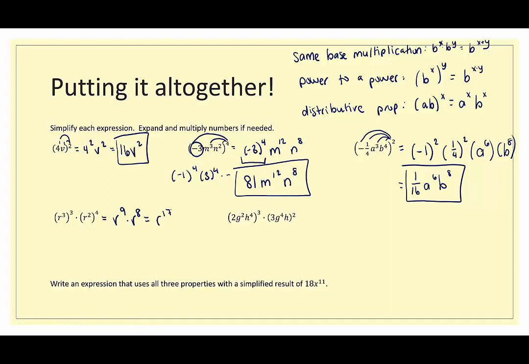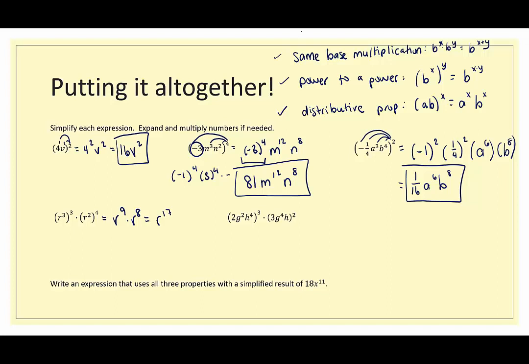You may notice that as I'm going through this, I start with this one. This is the first one I check for: are there parentheses? I deal with the parentheses first. Then if I have power to a power, I do that second, and then same base multiplication actually is what we do last.